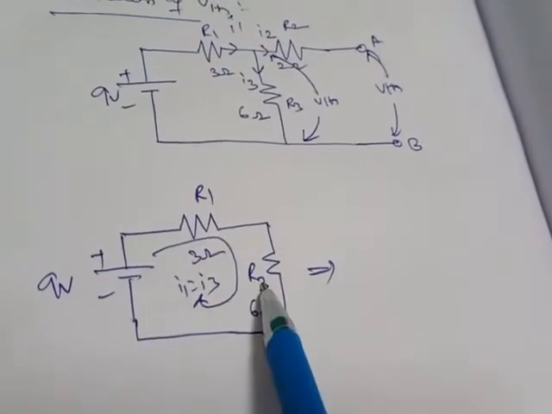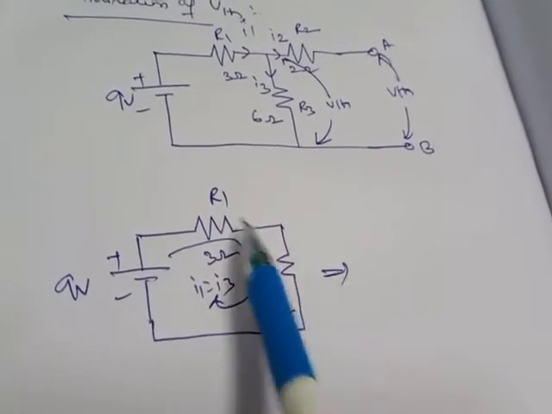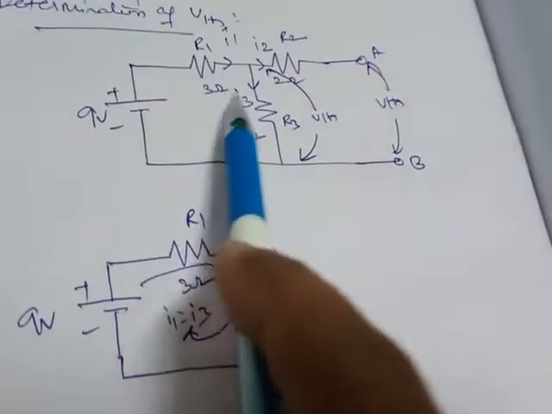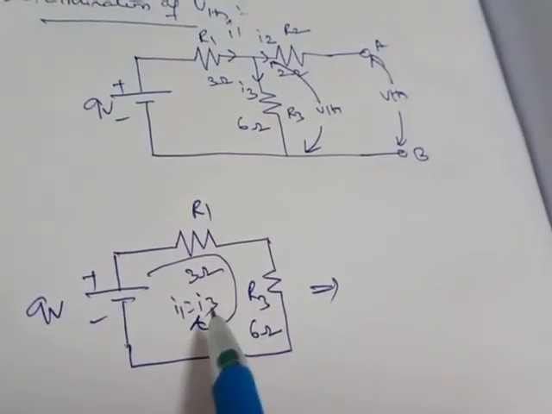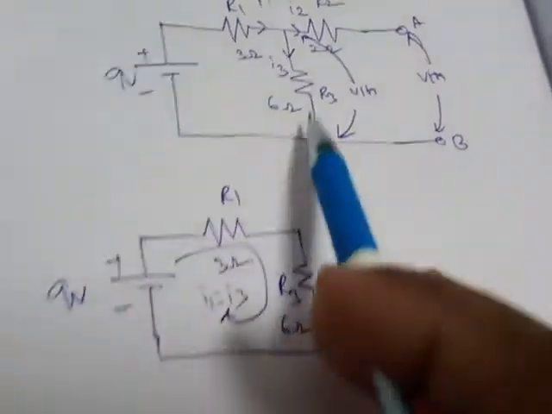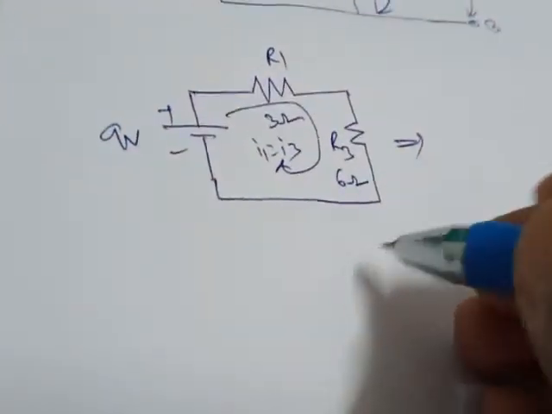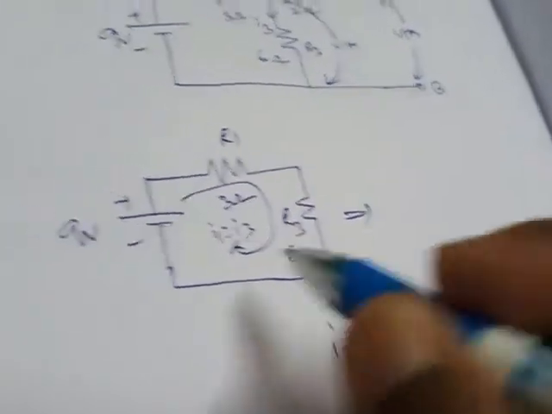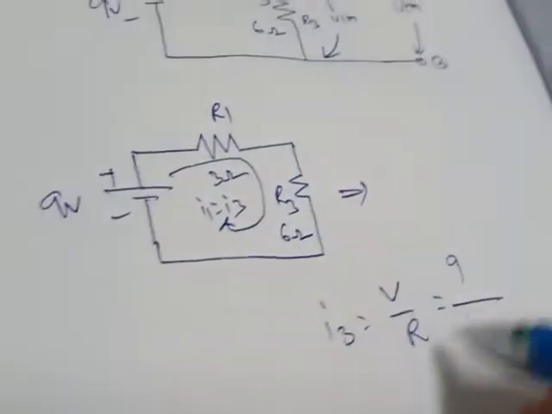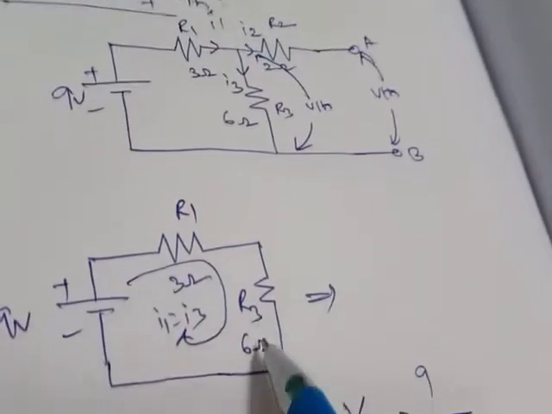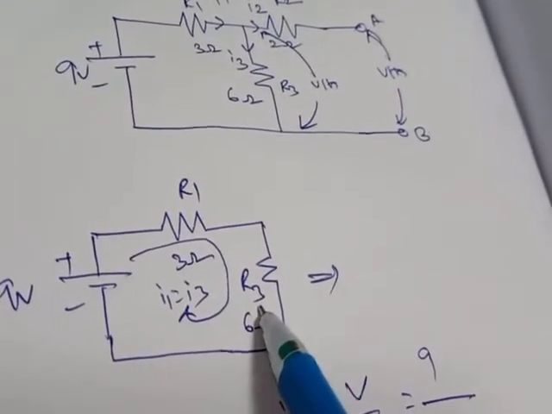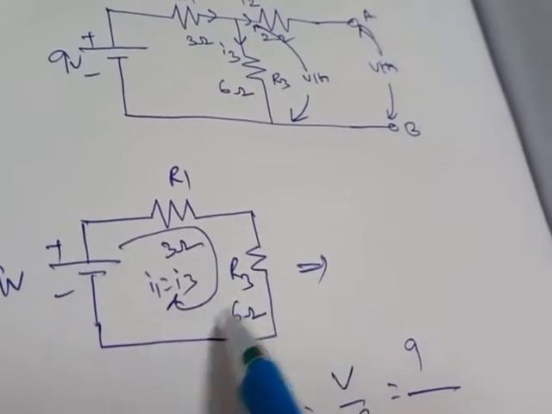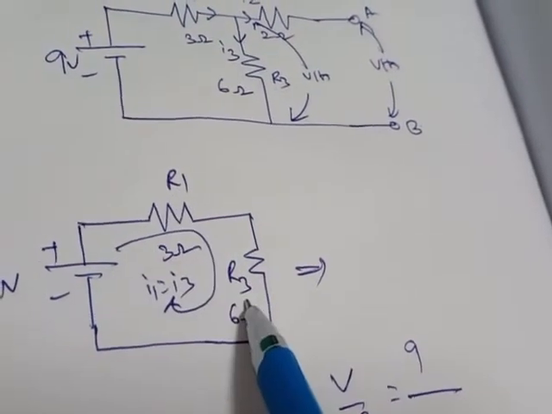How are these both resistors connected? Both the resistors are connected in series. Why is I3 equal to I1? Because both are connected in series. Current flowing in a series circuit will be the same. So from this we need to find out I3 or I1. Both are the same. So I3 equals V by R. What is the voltage? 9. What is the resistance? You may ask whether we can take just R3. But the current flowing is the same in the total circuit because R1 and R3 are in series.